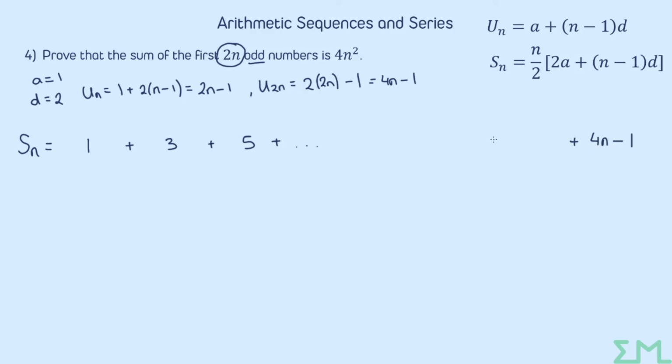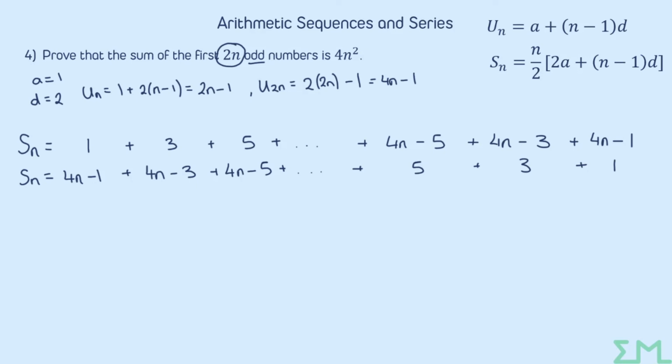The one before that is going to be, now be careful here, 4n minus 3, and that's because we are going down in 2s, unlike the natural numbers where we just took 1 off each time. And then we are going to have 4n take away 5. There we go. And we can write this out again, but backwards. So 4n take away 1 plus 4n take away 3 plus 4n take away 5 ... 5, 3, and 1. I'm going to add these together.